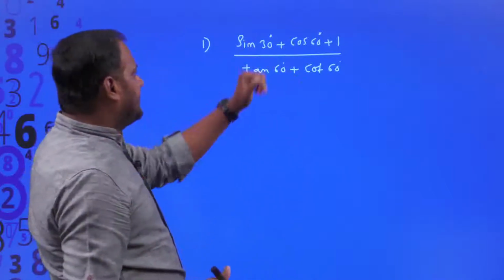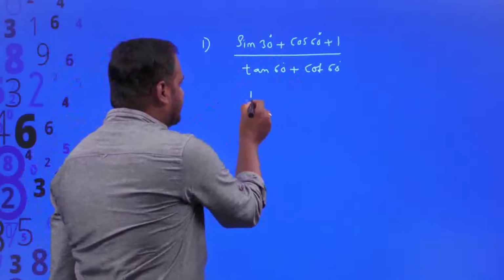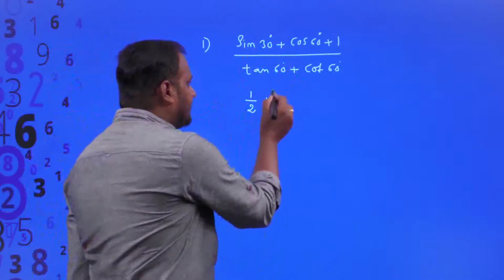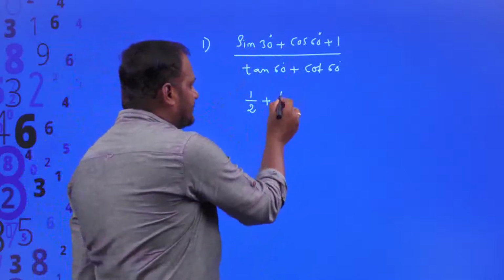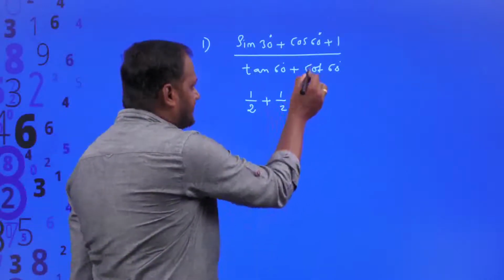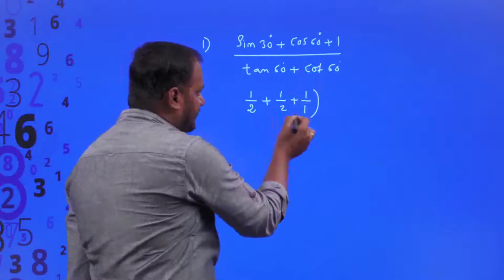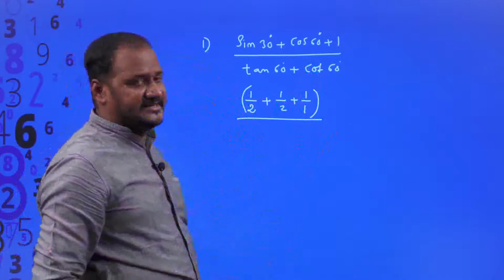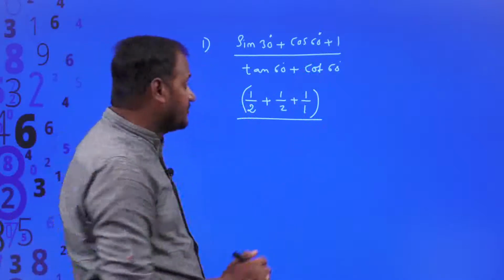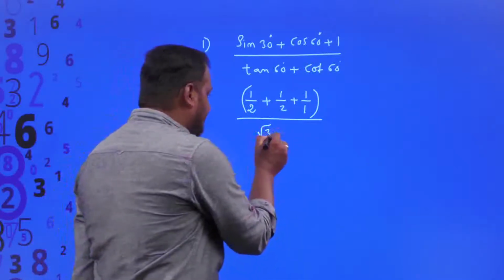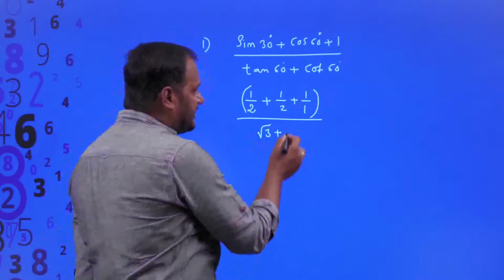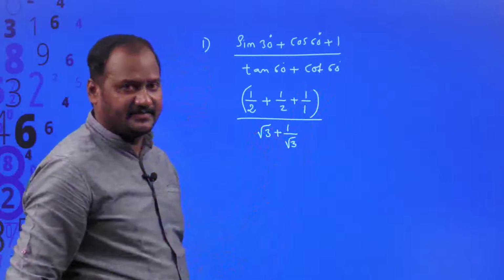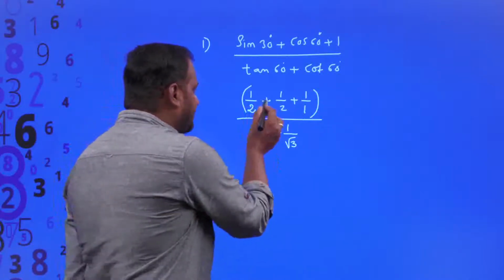Now, what is the value of sin 30 degrees? Sin 30 degrees is equal to 1 by 2, correct? Plus cos 60. Cos 60 and sin 30 are the same, which is also equal to 1 by 2, plus 1, which is nothing but 1 by 1, the numerator, divided by, coming to the denominator, what is the value of tan 60? Tan 60 is equal to root 3, plus what is the value of cot 60? Cot 60 is equal to tan 30, which is equal to 1 by root 3.